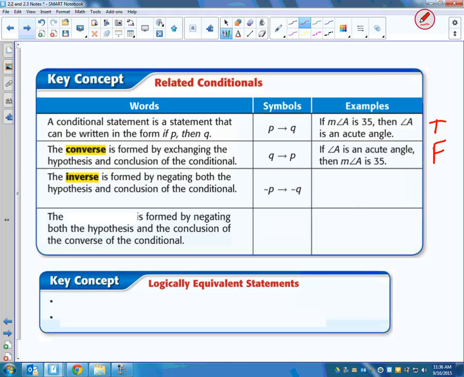Audrey, what do you think? If the measure of angle is not an acute angle, then... oh, wait. We're negating the original one now. Okay. So if the measure of angle A is not 35, then angle A is not an acute angle. Exactly what that says. I know that's not much room to write all that in. If the measure of angle A is not 35, then angle A is not an acute angle. Is that true? Not always. I think we have to say false on that too, because it could be any.